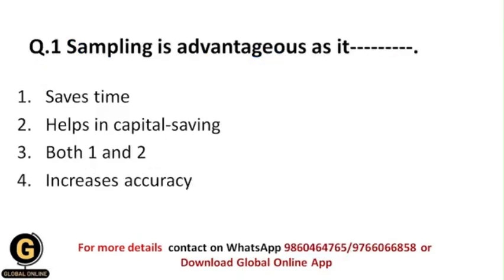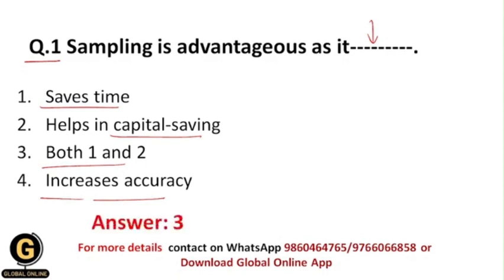Okay, question 1: sampling is advantageous as it dash. So why, students, is sampling advantageous? Why do we do sampling in research? Because it saves time, because it helps in capital saving, because both 1 and 2, that is saves time and helps in capital saving, or increases accuracies. Okay, so students, your correct answer is 3, that is both saves time and helps in capital saving.